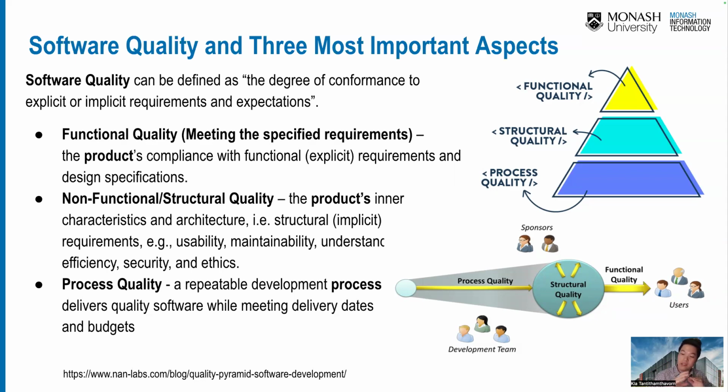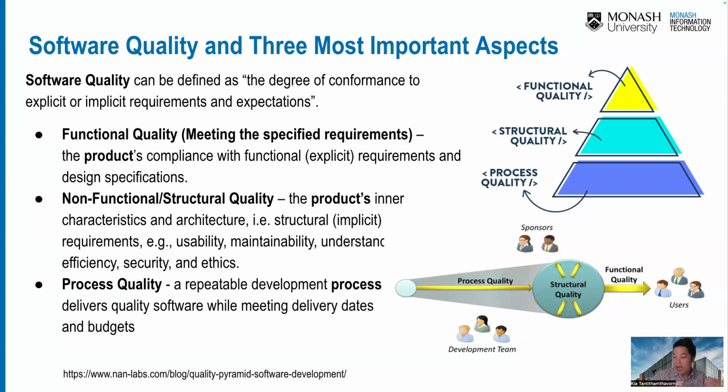But it's not only the functional correctness; we should look at the structural quality as well. How well do we design the architecture of the software system, right? We talk about non-functional requirements: usability, maintainability, understandability, whether the code is understandable or not. We look at the efficiency of the code. We look at the security aspects of the code as well. What about the ethics of the functionality of the software system, that kind of thing.